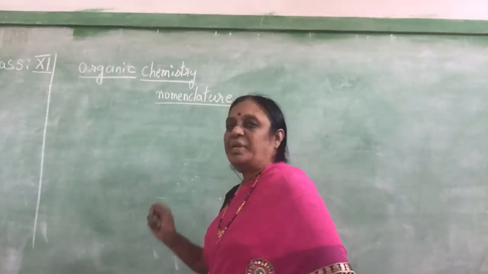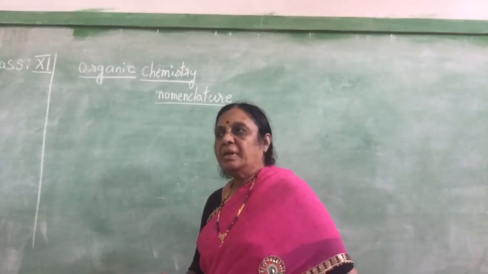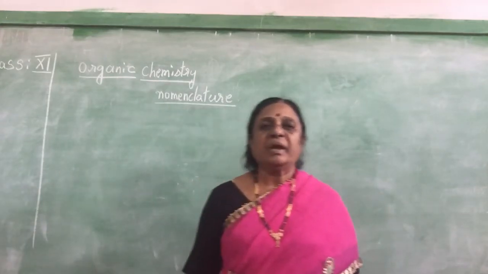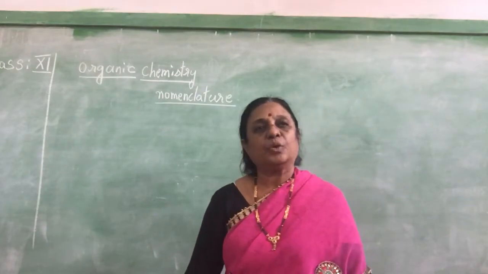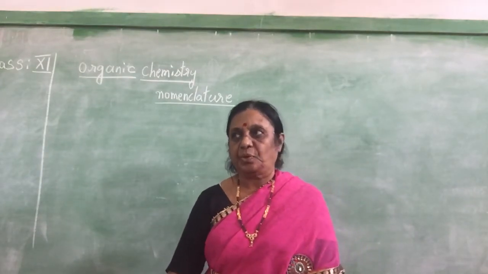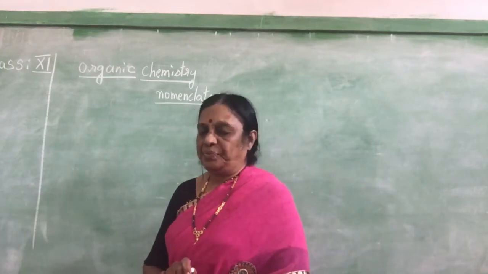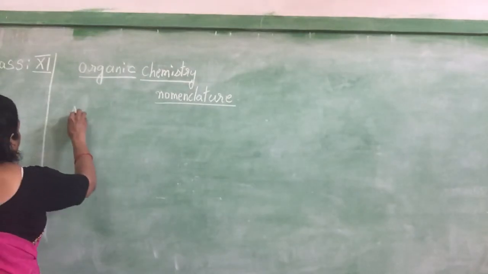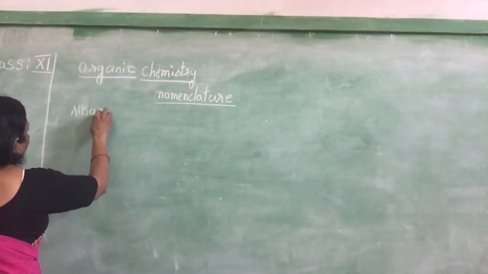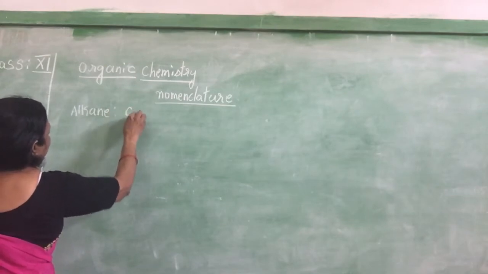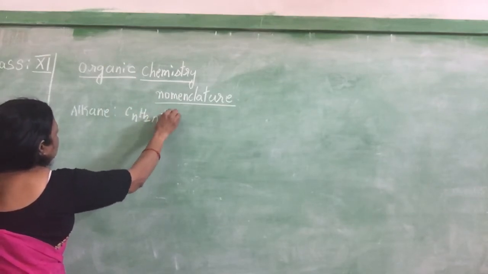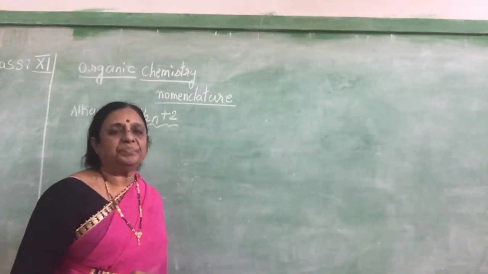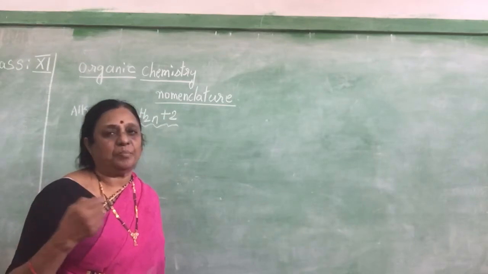Now let us start the nomenclature of the organic compounds. Now children, first is alkanes. Before starting the nomenclature, you must understand the root of the organic compound. Okay. Now what do you mean by the root? First we will start the saturated compounds. Saturated compounds, alkane. Alkane, the general formula is CnH2n+2. So by knowing this formula, you can predict the molecular formula of any compound.